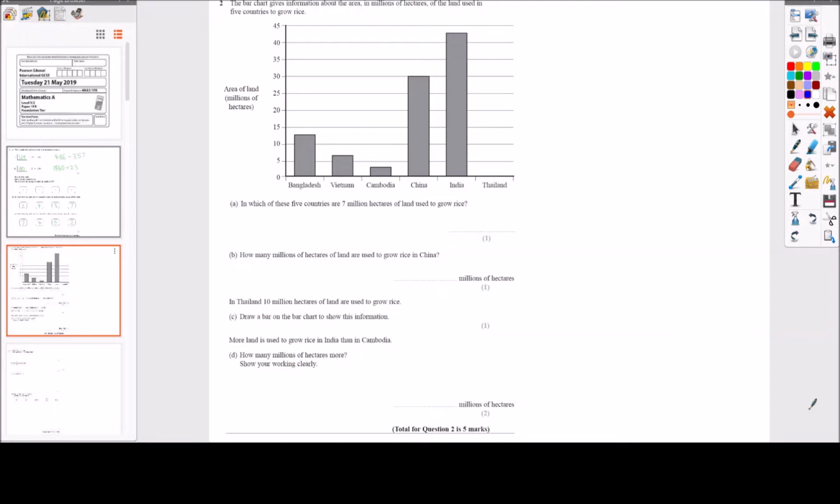Question 2. In which of these 5 countries are 7 million hectares of land used to grow rice? So 7 million hectares. So 7 would be about here. So that's going to be Vietnam.